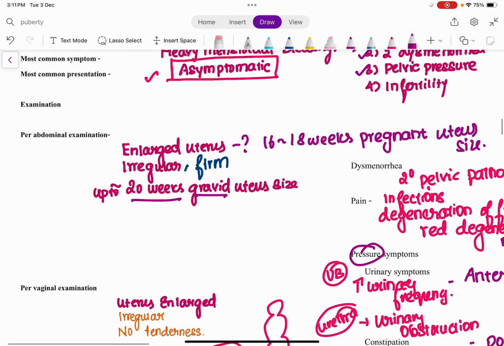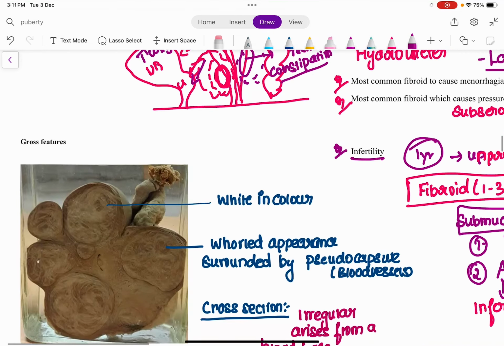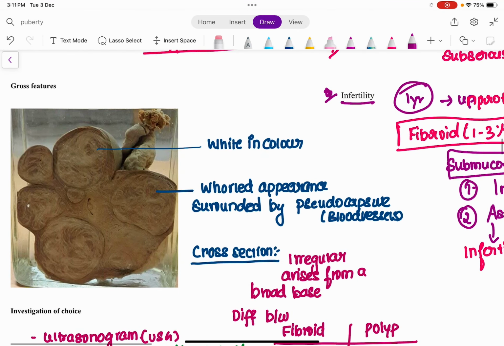So this is the most important examination finding, per abdominal and per vaginal. Basically the uterus is enlarged, irregular and firm in consistency, right? Okay. So now we are moving to the gross features. As you can see in this image, this is the gross specimen of a case of fibroid. Basically fibroid is white in color and it has a whorled appearance. As you can see here, this is the whorled appearance of the fibroid.